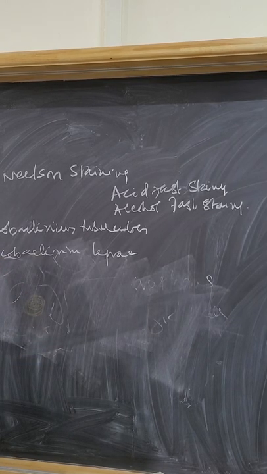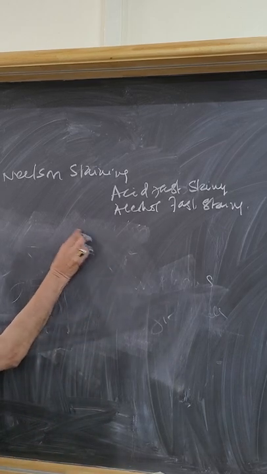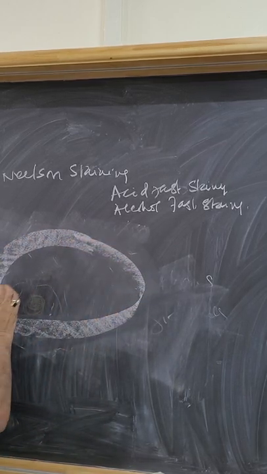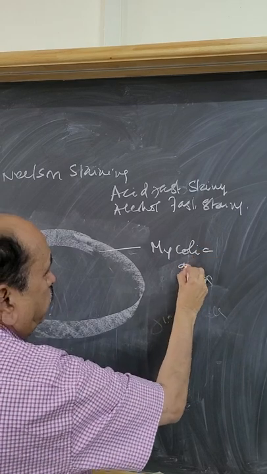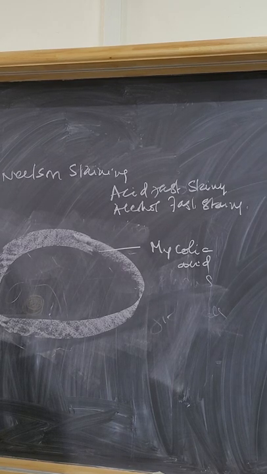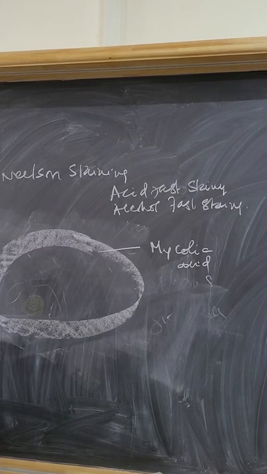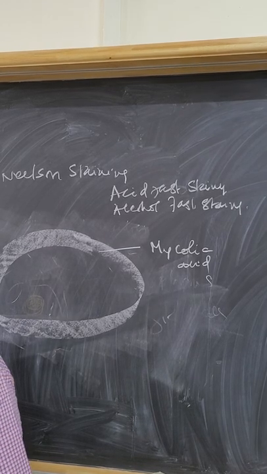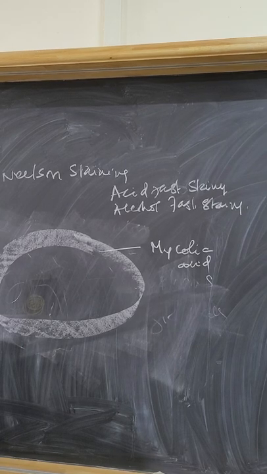Although both of them are gram-positive, they are not stained with gram staining because they have a thick fatty layer made up of a lipid called mycolic acid. They have a thick lipid layer in the cell wall called mycolic acid. So they are not easily stained by gram stain. The special stain we use is Ziehl-Neelsen staining.